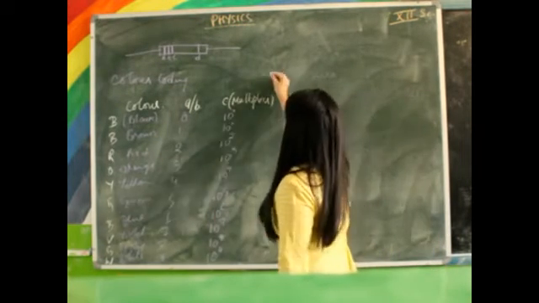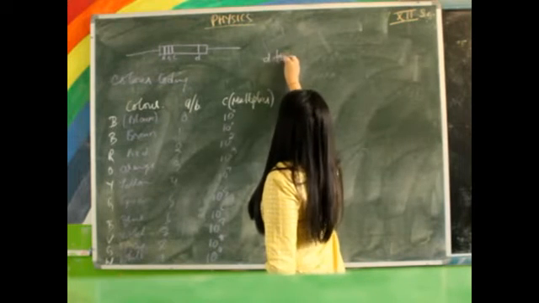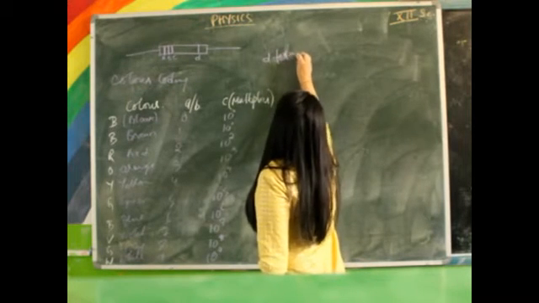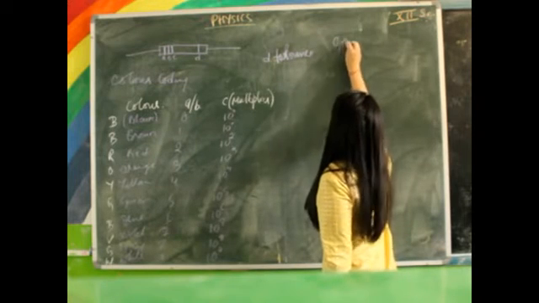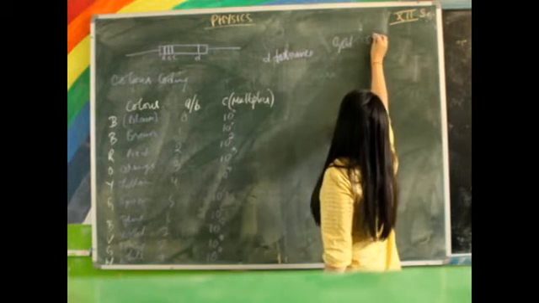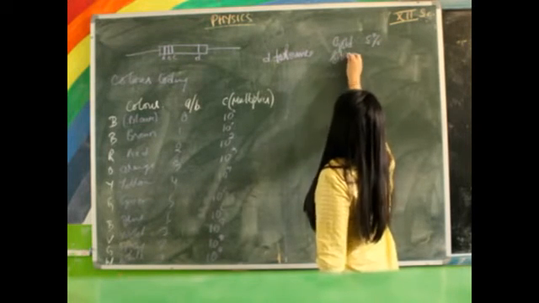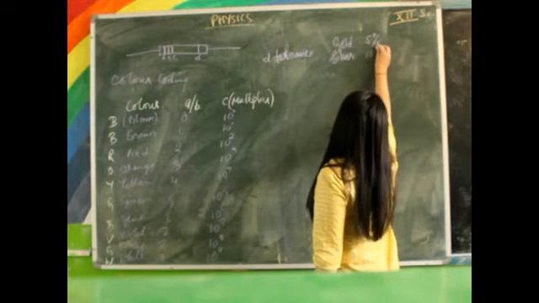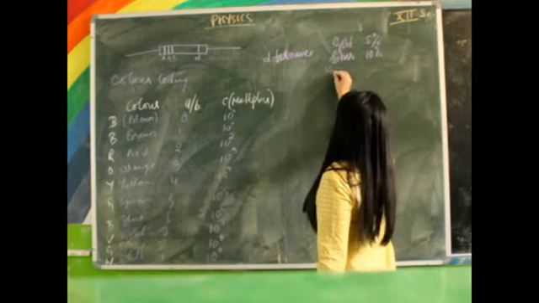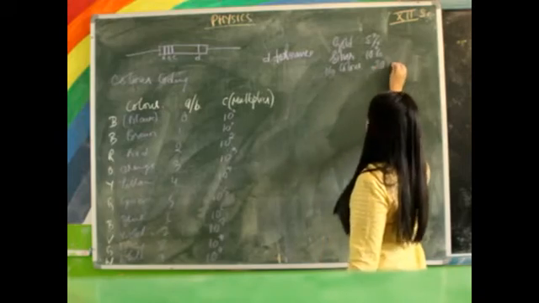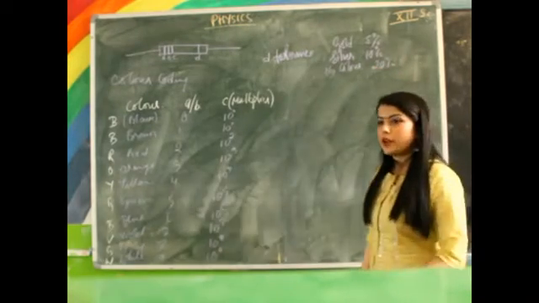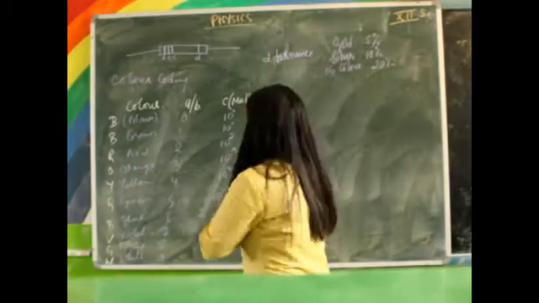Now D. D is for tolerance. There are 3 colors for tolerance. First one is gold, which is 5% tolerance. Silver is 10%. And the third one is, if it doesn't have any color, that is no color, it will be 20% tolerance. Okay, this way you can find the value. I will also give you one example.